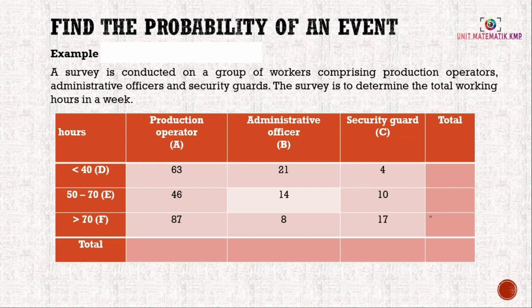Okay, so this table is not complete. So how to complete it? So for first row, we just add up the total. So 63 plus 21 plus 4, and then you can get 88. So 46 plus 14 plus 10, you can get 70. 87 plus 8 plus 17, 112. And continue to complete the table. So this is our total of sample space lah. So the total worker is 270.